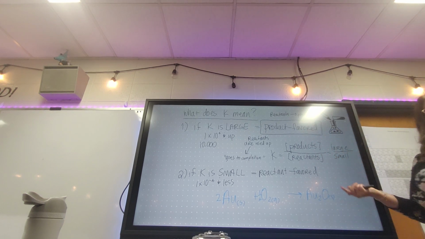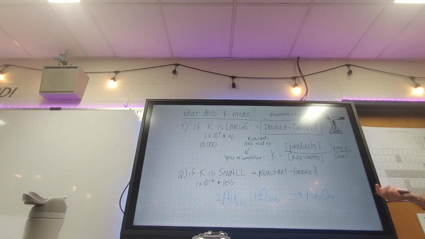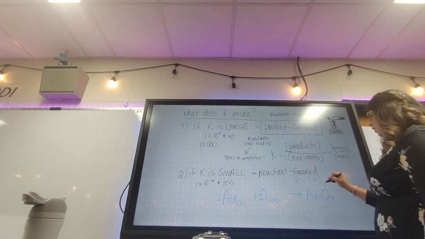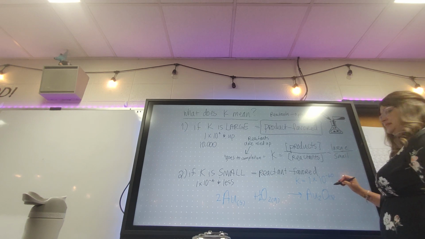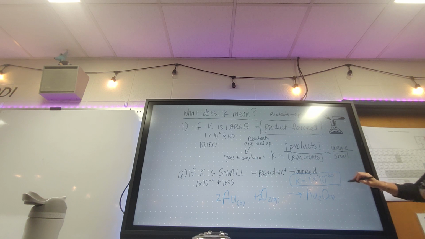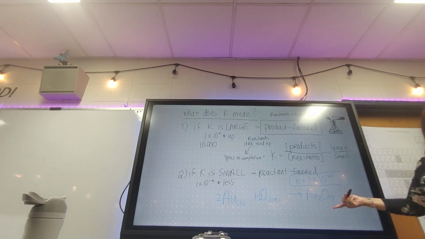Gold doesn't really tarnish at all. Its actual equilibrium constant value is something like 1 × 10⁻⁶⁰. That's a really small number. That means there are 59 zeros in front of this 1. And so that just means that this is a reaction that doesn't really happen, which is nice, because if you have gold jewelry, you don't have to clean it the same way that you would silver jewelry.